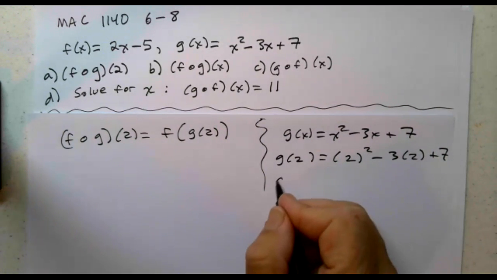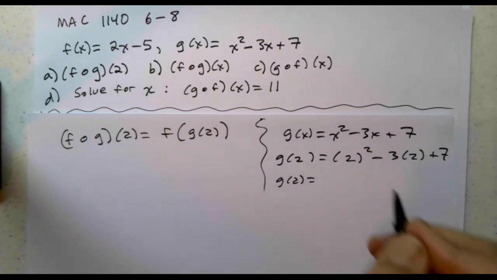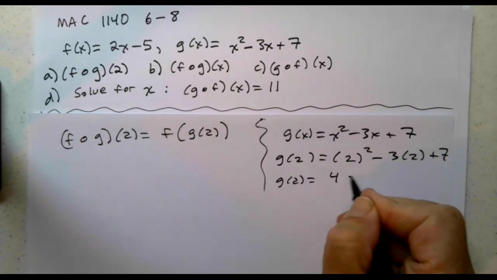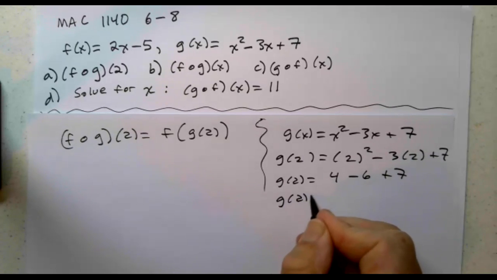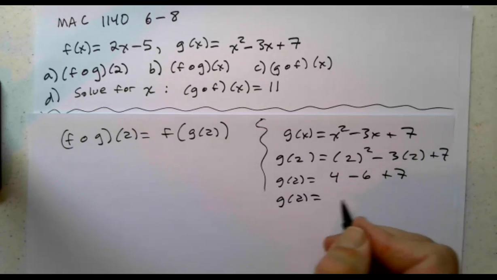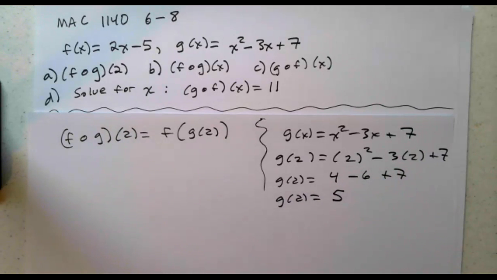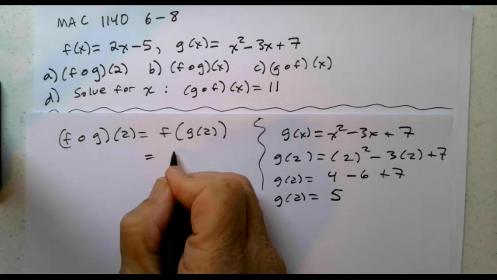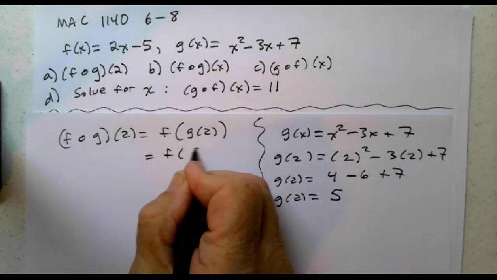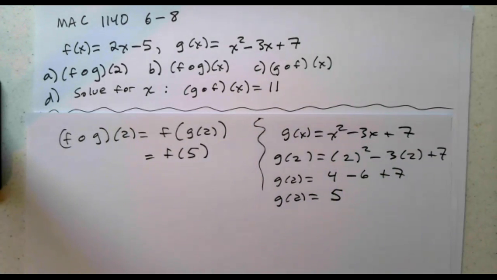So g of 2 equals 4 minus 6 plus 7. G of 2 equals 11 minus 6. G of 2 is 5. So we can replace g of 2 with 5. So now I have f of 5.